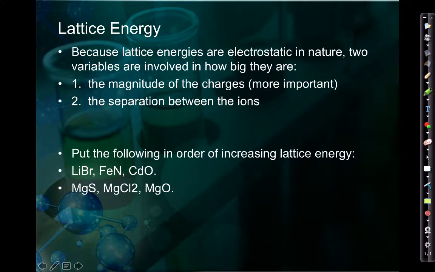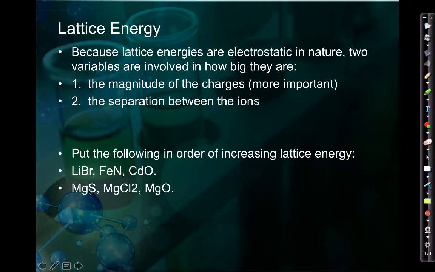So that depends on the magnitude of the charge. So is it +1, +2, +3? And also how large the ion is. The closer the ions can get to each other, the more attracted they are to each other. So the smaller the ion is, the closer it can get to the other ion, which makes it a stronger bond. Now, we always look at the magnitude of the charge first, and then we can go and look at the size.